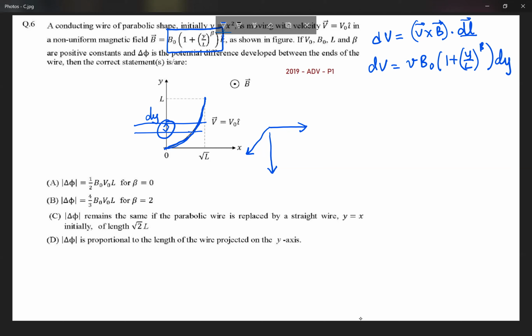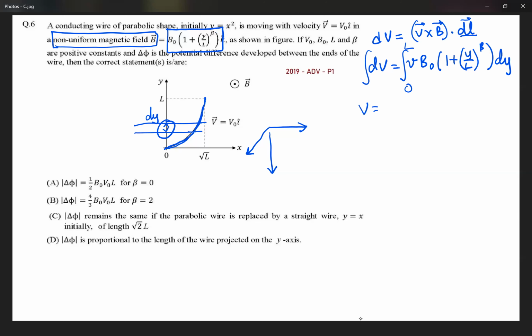Why are we integrating? We are integrating because it says it's a non-uniform magnetic field. If you have a non-uniform magnetic field, you integrate. If you have a uniform magnetic field, you just simply multiply V, B, and L. So we integrate this thing from 0 to L to find out the EMF induced in the rod.